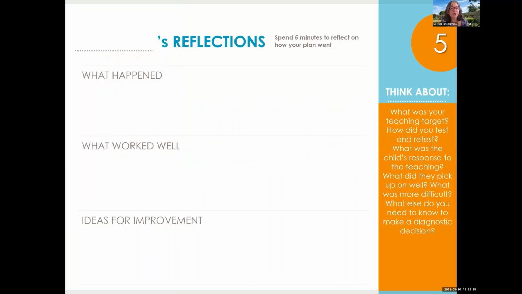And here you might jot down some reflections. What went well in your plan? What happened? How can you make improvement? So think about what your teaching target was. How did you test and retest? What was the child's response to that teaching? What did they pick up on? What was difficult? What else do you need to know to make a diagnostic decision? How does it inform your testing?